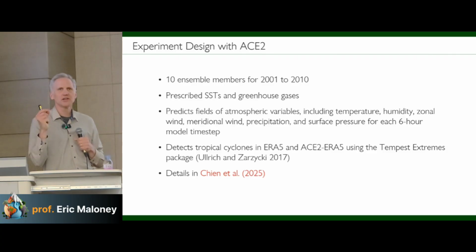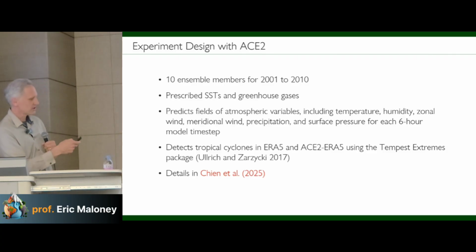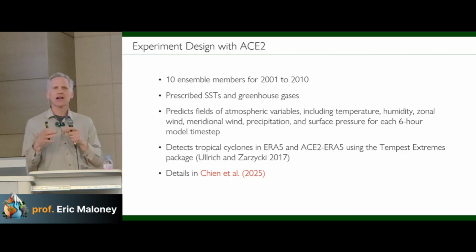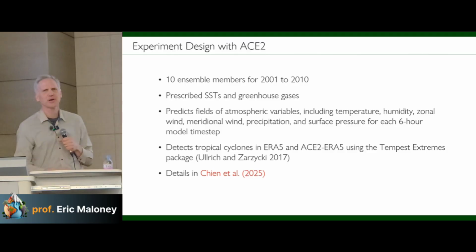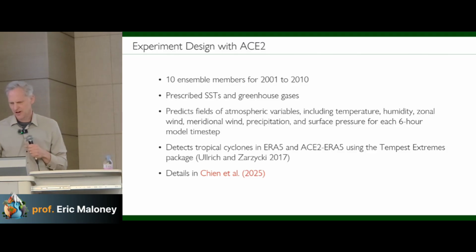We're interested here not only in the Madden-Julian oscillation, but also tropical cyclones. To get tropical cyclones out of this model, we have to use a tropical cyclone tracker. So we have to identify the tropical cyclones, hurricanes, and typhoons in the model. We do that using this package called Tempest Extremes, which was developed by Paul Ullrich and Colin Zarzycki in 2017. Other details are contained in this paper by Jen et al. 2025, which I could forward to people if you're interested.